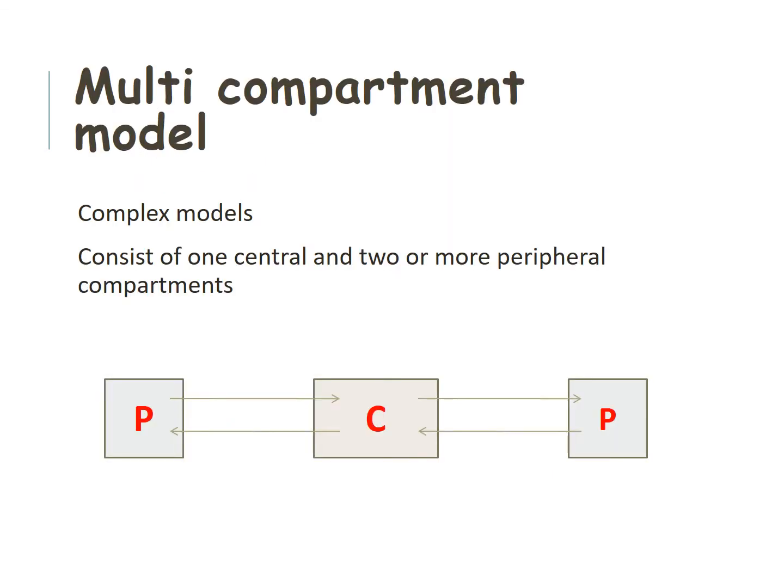And the multicompartment model. A multicompartment model is a complex model, which consists of one central and two or more peripheral compartments. And here also there will be multiple phases when we take the concentration time graph.